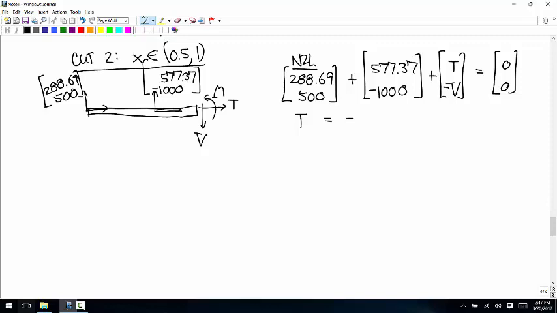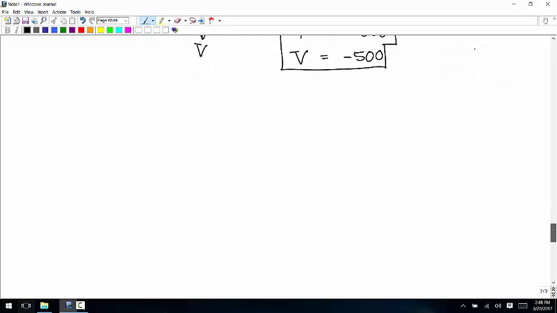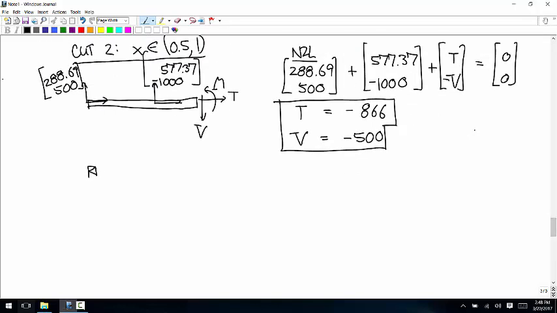Did you add those? Could you add those? 866. Okay, so T is negative 866. V, well, I can do this one, is negative 500. And then moment equation. There's no moment produced by these forces. There's one produced by that 1,000 down. It has a moment arm of 0.5. I'm sort of racing through this just so we can get done in time.